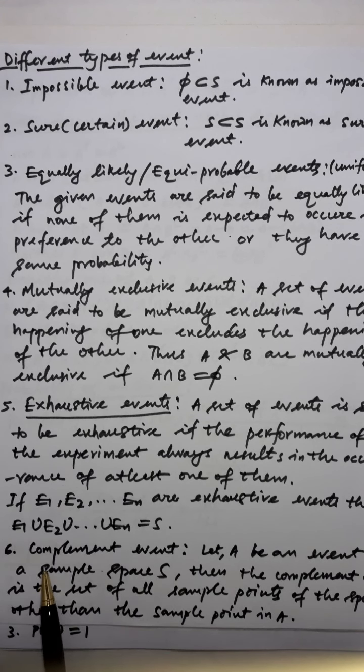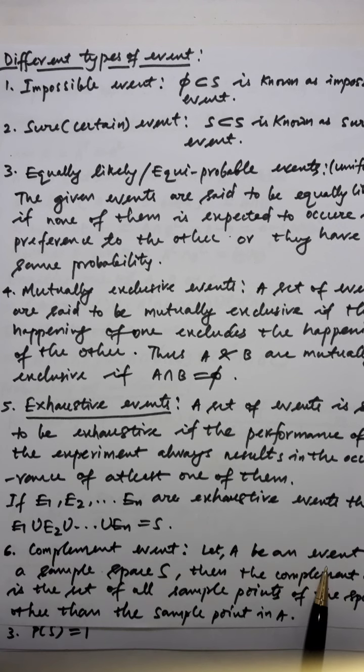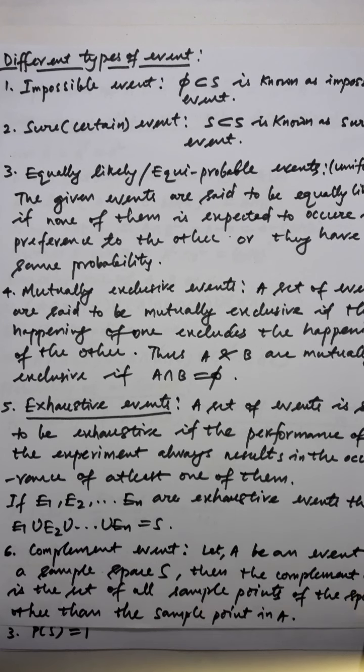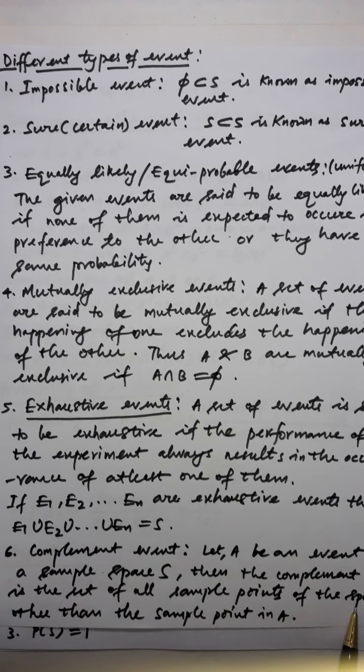Okay friends, now come to the complement event. Let A be an event in a sample space S, then the complement of the event A is the set of all sample points of the sample space S other than the sample points in A. That means the complement event of A contains all the sample points of the sample space S which are not in A.